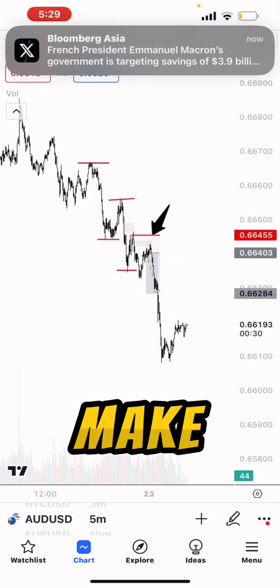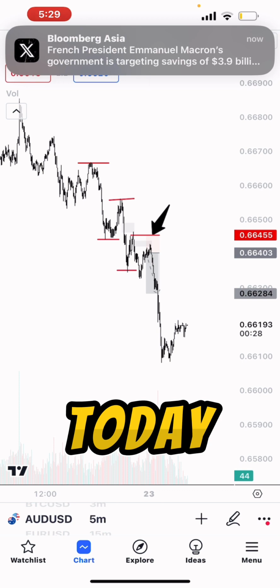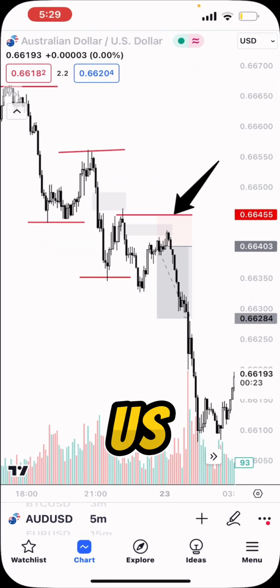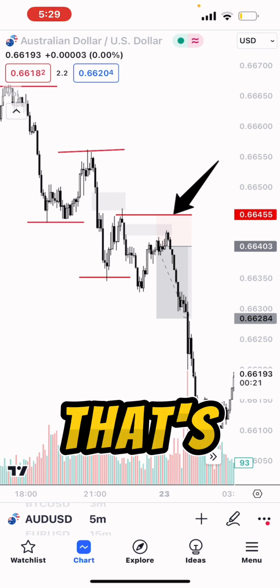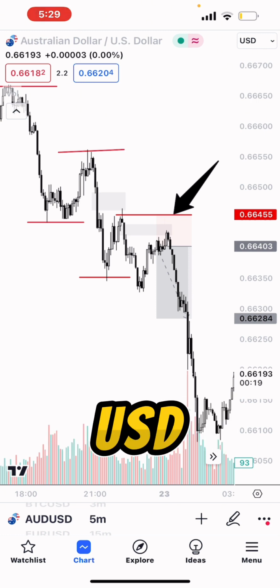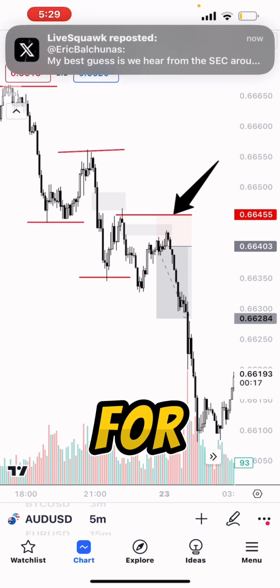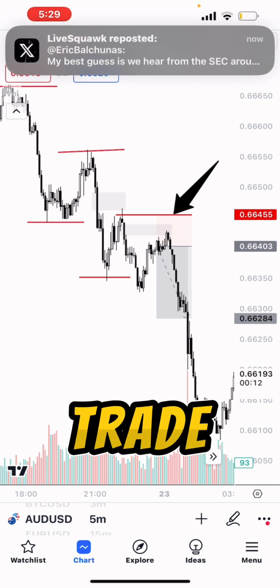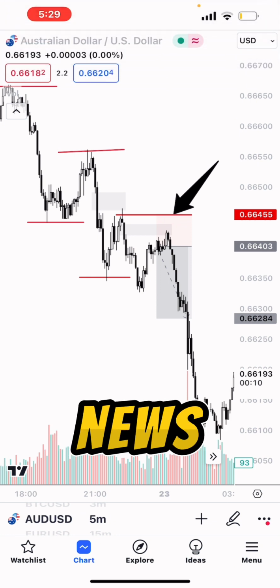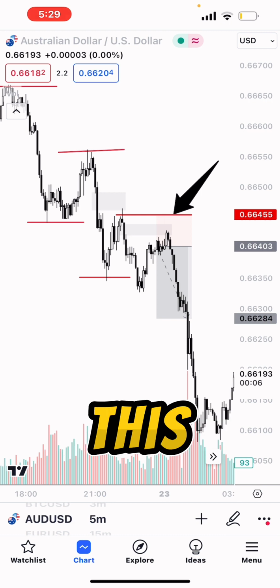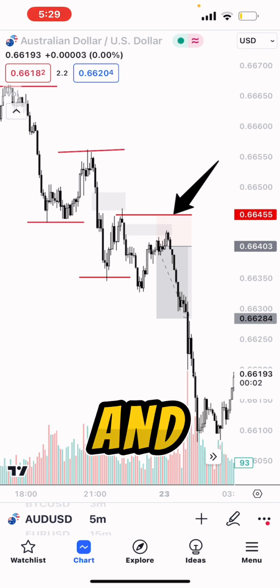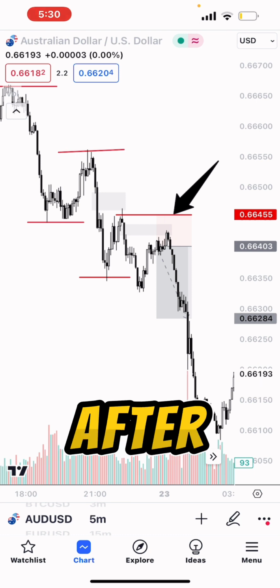First thing, make sure there's actual news. Because today, the only reason I traded this is because there was US dollar news. That's the only reason that I decided to trade all USD. If there's no medium impact or high impact news for the pair, don't trade at all. Don't trade yellow news folders. Don't trade low impact news because you're not going to get enough movement to make trades like this. So only trade when there's high impact to medium impact news, and trade after the news.